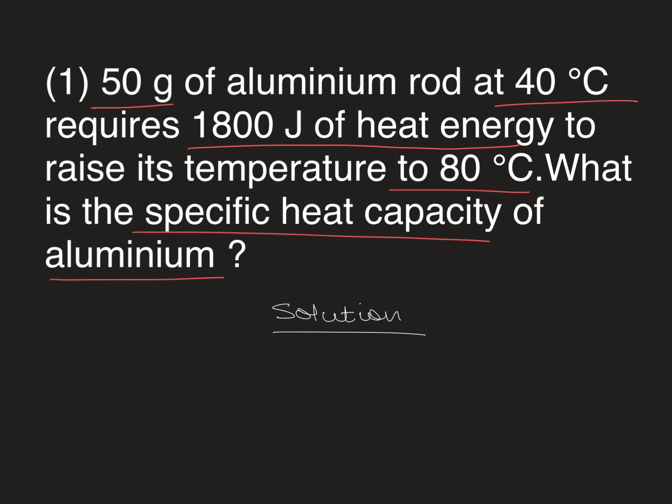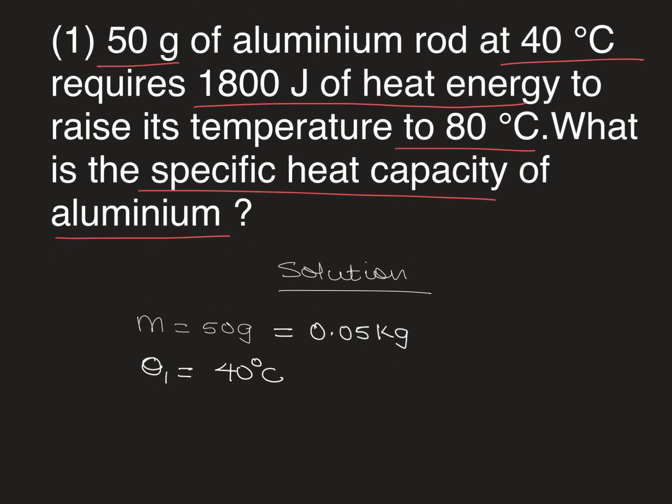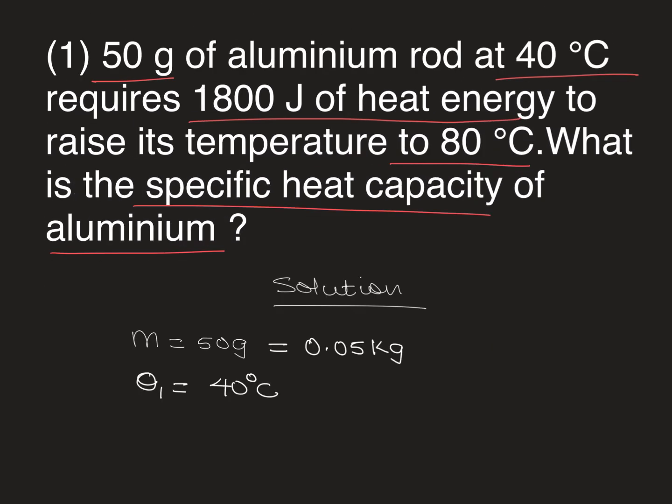We are given that the mass of the aluminum rod is 50 grams. So if we convert that to kilograms by dividing it by 1,000, we have 0.05 kilograms. The initial temperature of the aluminum rod is 40 degrees Celsius, so that is theta 1 is equal to 40 degrees Celsius. The final temperature of the aluminum rod is 80 degrees Celsius, so that is theta 2 is equal to 80 degrees Celsius.